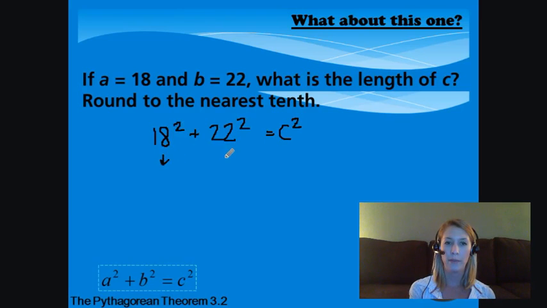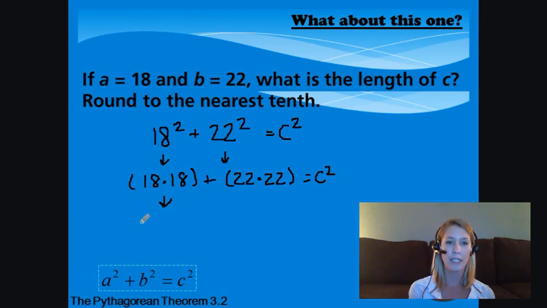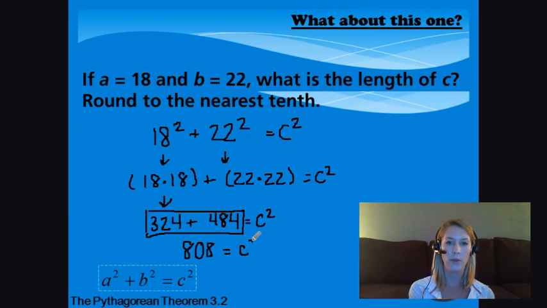Now we're going to simplify our exponents and rewrite that as repeated multiplication. Our base of 18 is being factored twice, so 18 times 18 plus 22 times 22 is equal to C squared. 18 times 18 equals 324, plus 22 times 22 is equal to 484, equals C squared. Now we need to simplify the left side of our equation and find the sum of 324 plus 484, which equals 808, equals C squared.